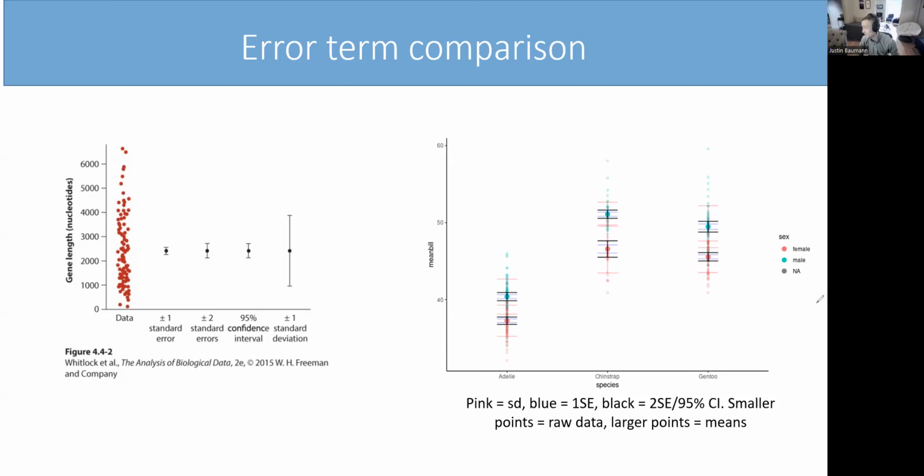But the standard errors, they don't overlap. And the 2 standard errors, they definitely don't overlap. And when you do stats on this, you're going to find that there actually is, for all 3 species, a difference statistically between the male and the female penguins. So it's better to show standard error or 95% confidence interval than standard deviation when we're doing a statistical hypothesis test.